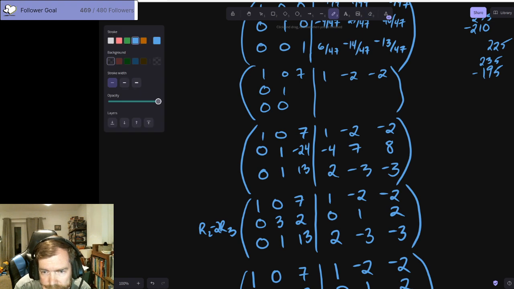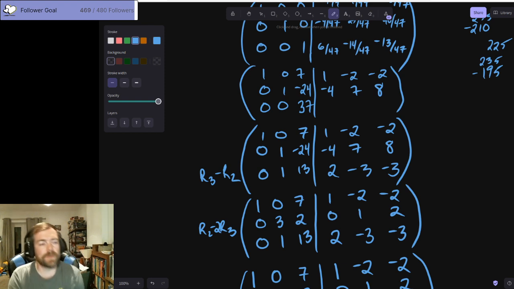Okay. Row 3 minus row 2. Alright, 0, 0. Again, this is going to be a -24. It's going to be -4, 7, 8. Bottom row is going to be row 3 minus row 2 is going to be plus 24 is 37. There we go.